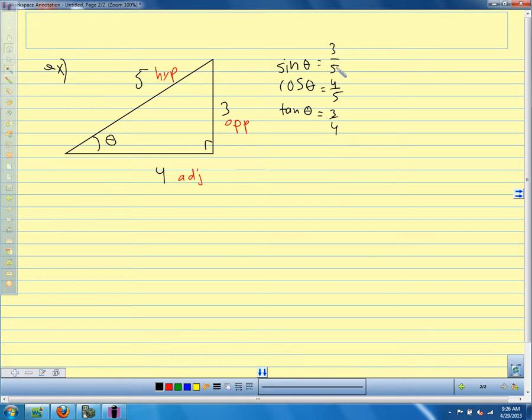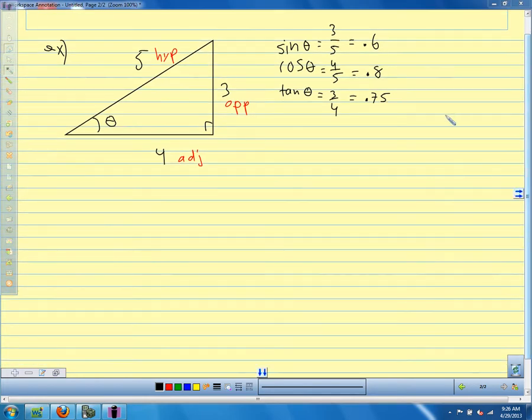I could turn this into a decimal. 3 divided by 5 is 0.6. 4 divided by 5 is 0.8. And 3 divided by 4 is 0.75. But this is a ratio. So the sine, the cosine, and the tangent are just these ratios. Questions on that one?